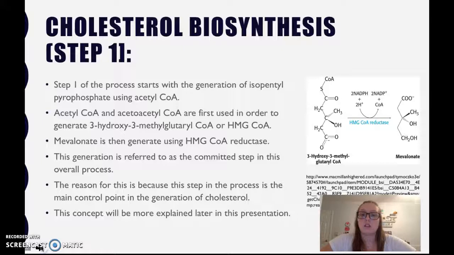Step 1 in the process starts with the generation of isopentyl pyrophosphate using acetyl-CoA. Acetyl-CoA and acetoacetyl-CoA are first used in order to generate 3-hydroxy-3-methylglutaryl-CoA, or HMG-CoA, which is right here to the right. Then mevalonate is generated using HMG-CoA reductase, which you see right here, and then this would be the final product. This generation is referred to as the committed step in the overall process. The reason for this is because this step is the main control point in the generation of cholesterol. This concept will be explained more later on in this presentation.